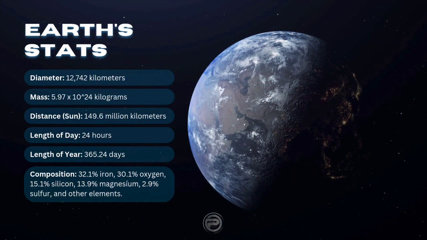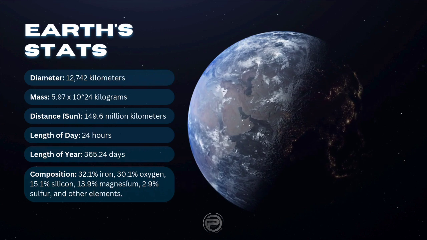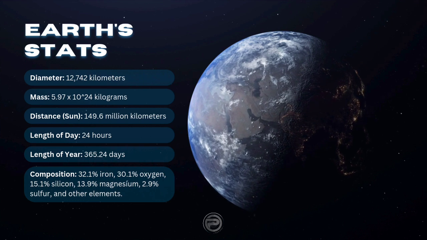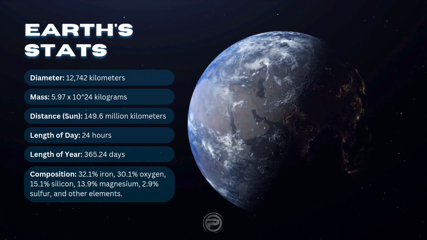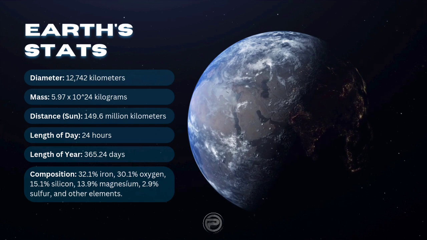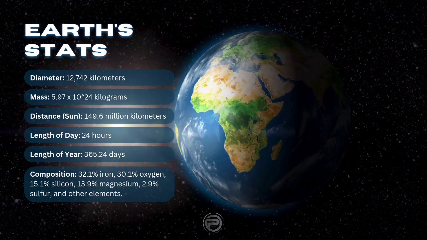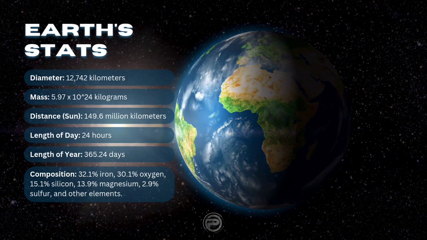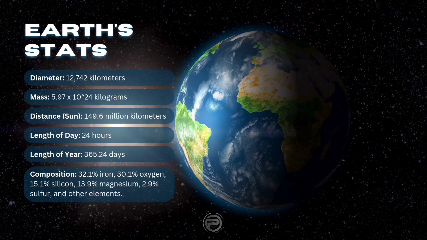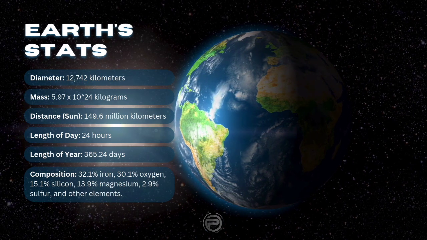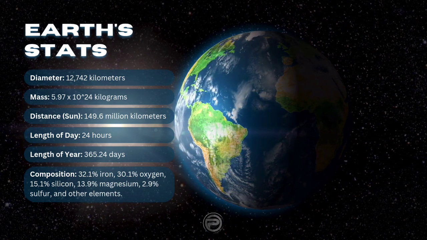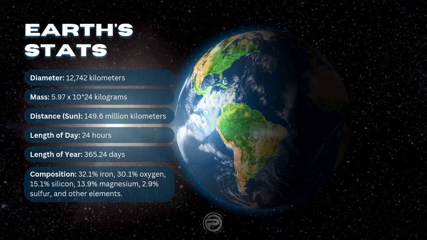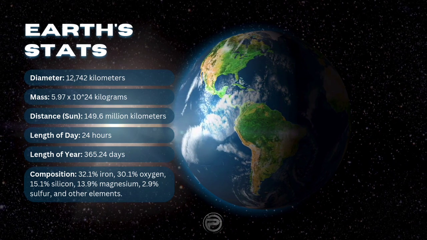Earth's stats. Diameter, 12,742 kilometers. Mass, 5.97 times 10 to the 24 kilograms. Distance, Sun, 149.6 million kilometers. Length of day, 24 hours. Length of year, 365.24 days. Composition, 32.1% iron, 30.1% oxygen, 15.1% silicon, 13.9% magnesium, 2.9% sulfur, and other elements.